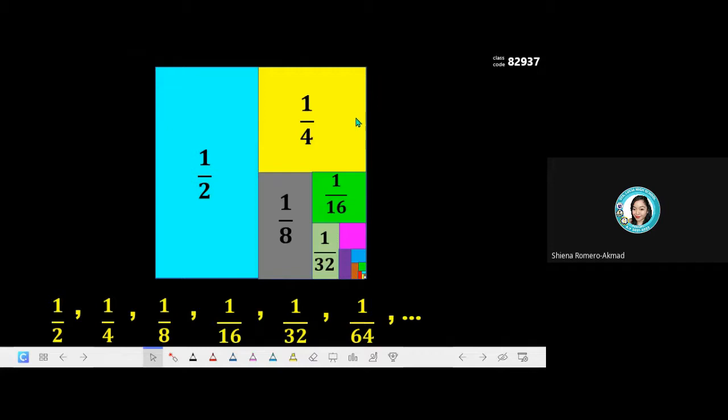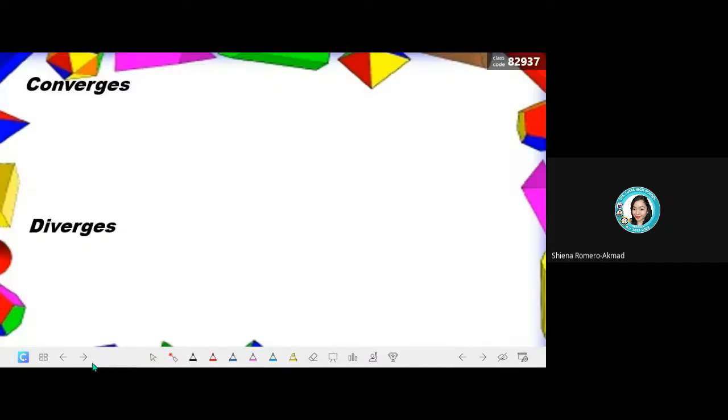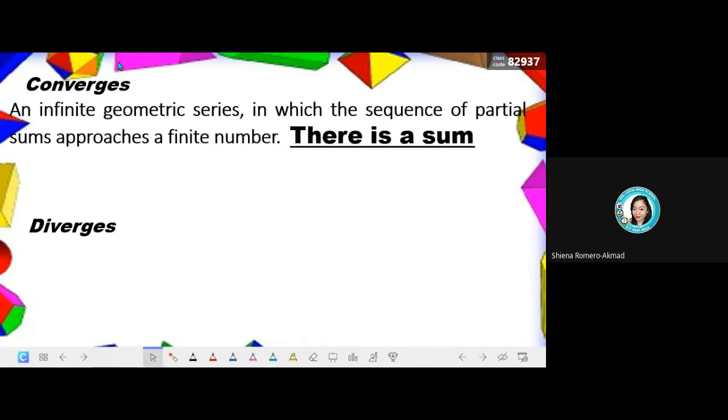We can find the sum, but there is a condition that we need to remember. Ano po yun? The condition is that if it converges or diverges. What do you mean by converges and diverges? Pag converges po, if the sequence partial sum approaches a finite number. An infinite geometric sequence, a series in which the sequence of a partial sum approaches finite number. That is converges, and pag converges po, there is a sum. Paano malalaman kung converges?